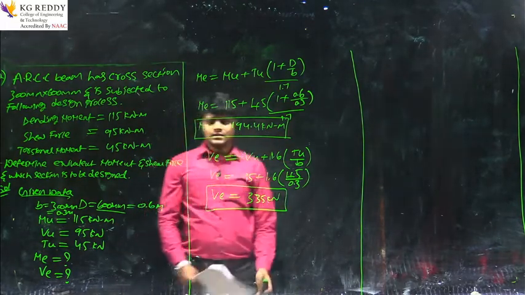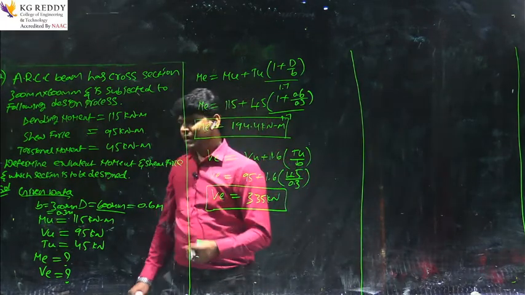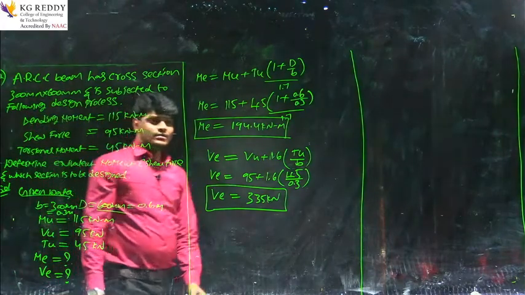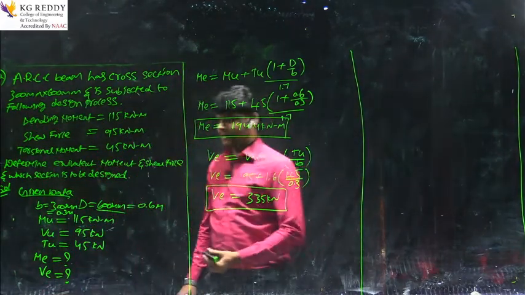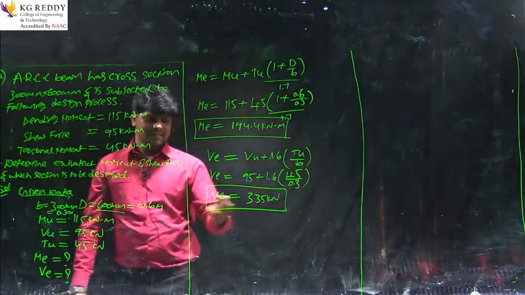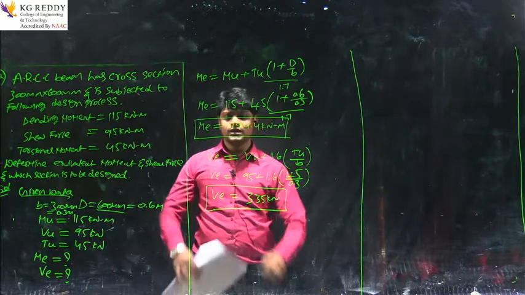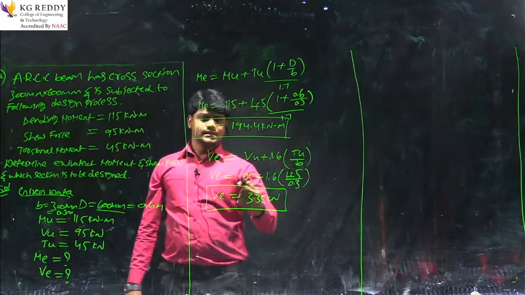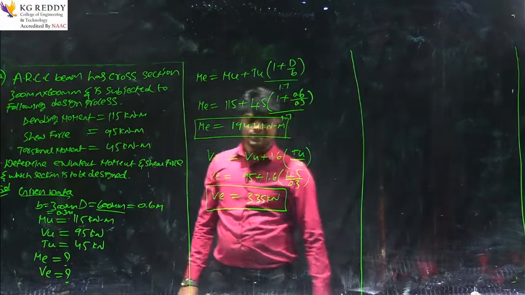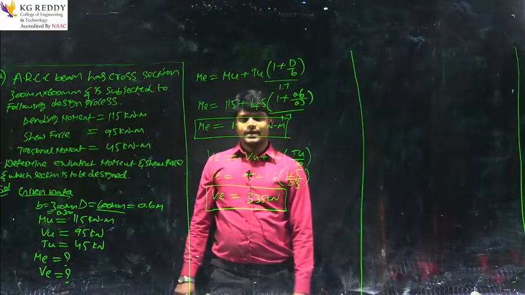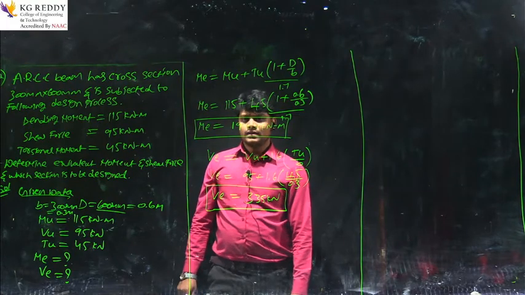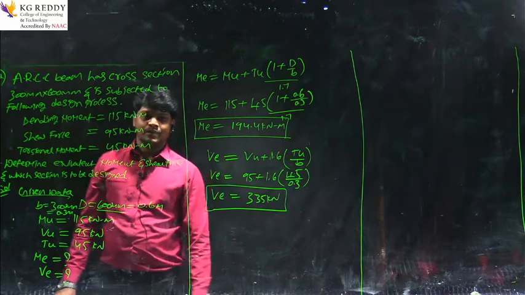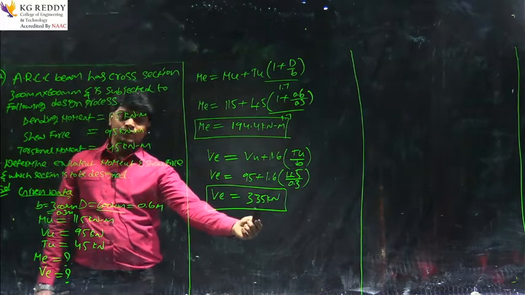Are you clear? That is a very simple problem and it may be asked as a 5 marks question. It is a very important topic in unit number 2. Please check this V value, the equivalent shear force. Is it correct? 95 plus 1.6 into 45 divided by 0.3 is 335 kilonewtons. Are you clear? You got the same value? Okay. Thank you.